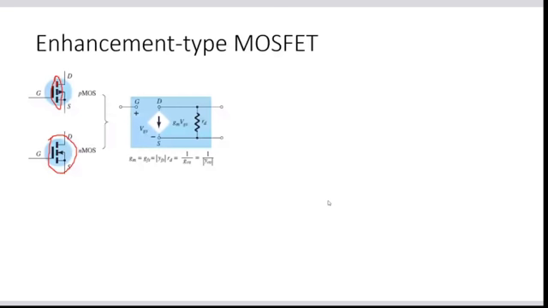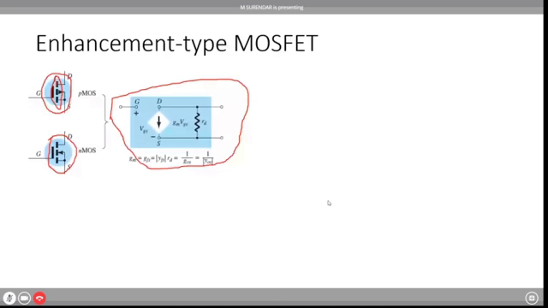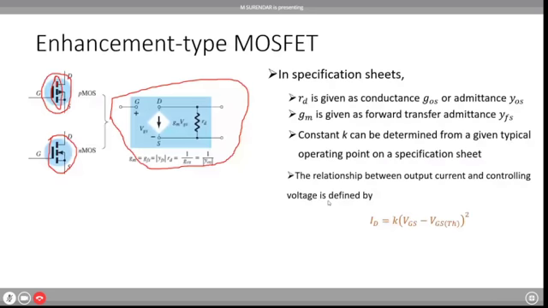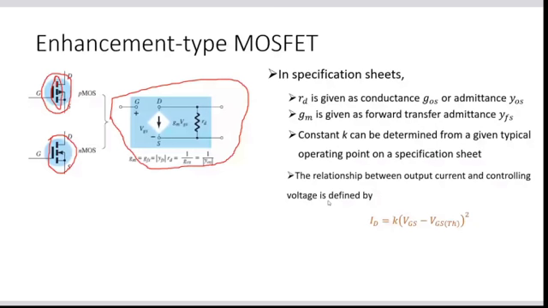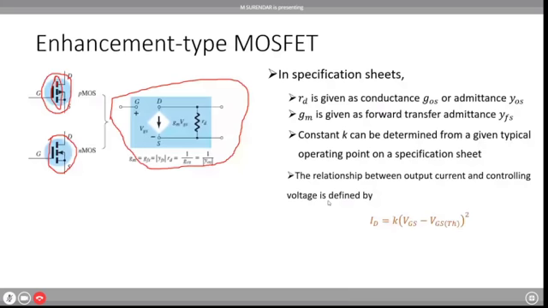Here we have the same equivalent circuit. There is nothing changing from the JFET or the D MOSFET. The only thing that will change is the Shockley's equation. Previously we used Shockley's equation; here we have a different equation for it, that is ID is equal to K into (VGS minus VGS threshold) the whole square, where TH means threshold. This is the relationship between the output current and the controlling voltage VGS. This is the one main difference between the JFET and the enhancement type MOSFET.